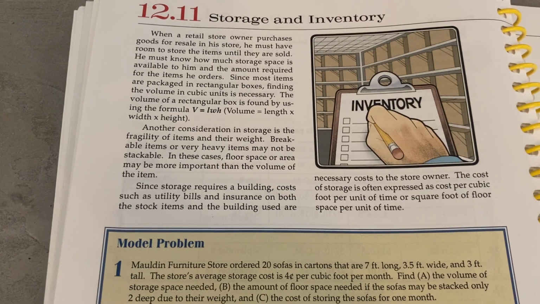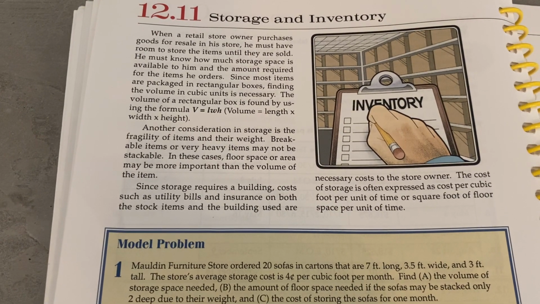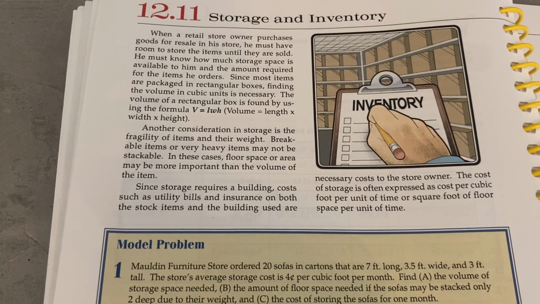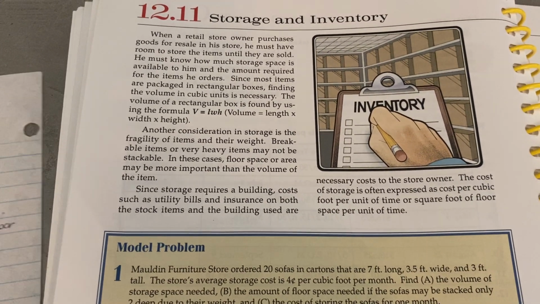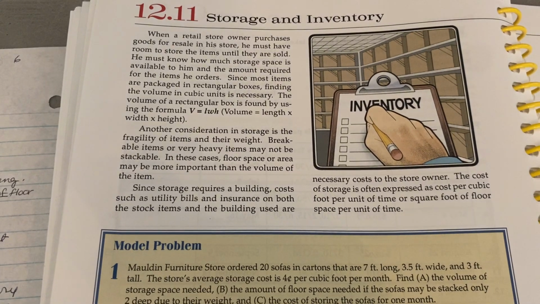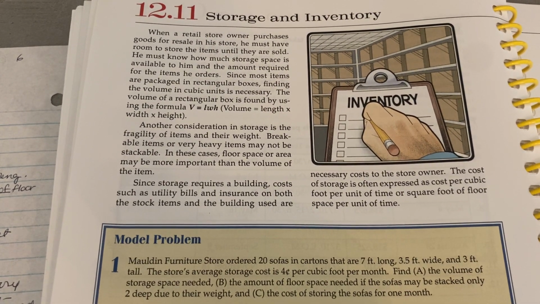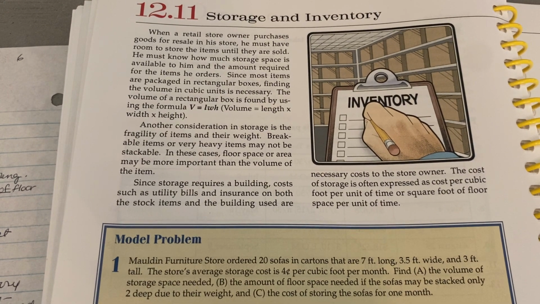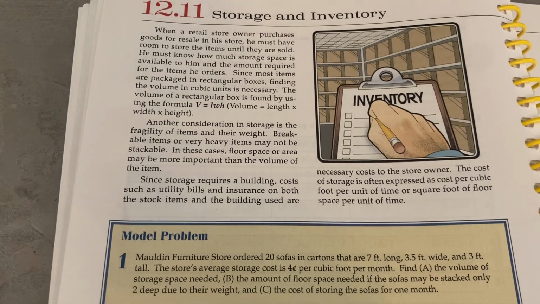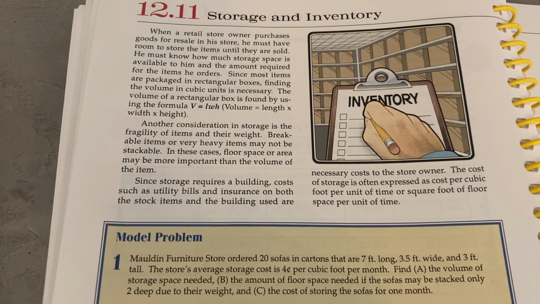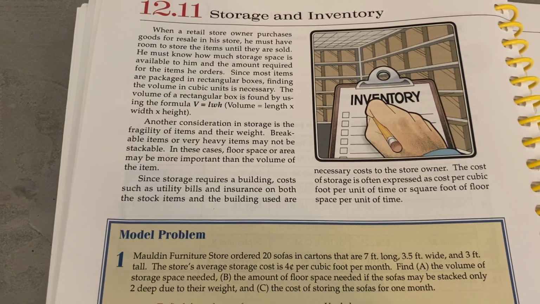So the store's inventory is the goods in the sales area and the goods in the stock room. You always have to keep an inventory of things, right? It's so important that you know what your inventory is. If someone orders something, do you have it on the shelves, or is it in the stock room, or do you have to order it? The merchant must have detailed information on what he has available for sale so that he can sell it.